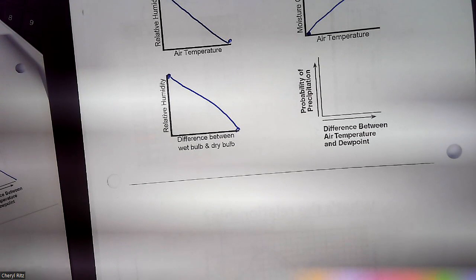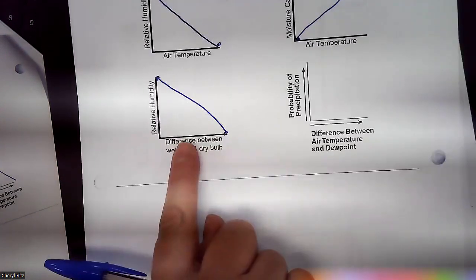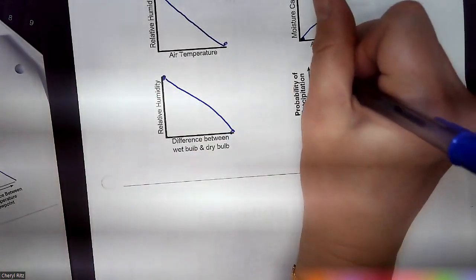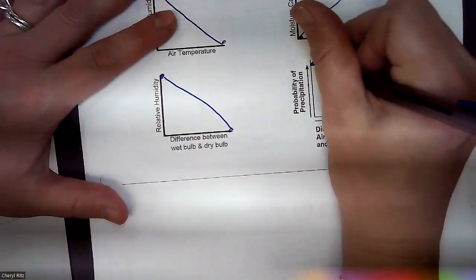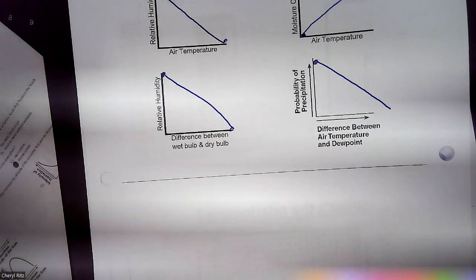And probability of rain, have we talked about probability of rain? I think we have. What humidity has the greatest probability of rain? 100%. This is the same x-axis here: 100% humidity, it's 100% possibility it's going to rain. That one's also a going down line.